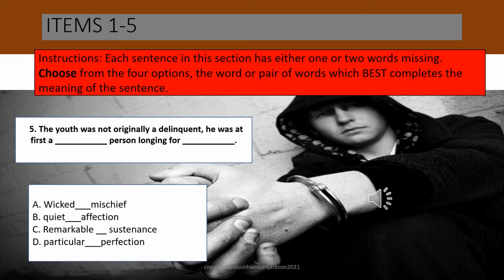Question 5 reads, the youth was not originally a delinquent. He was at first a blank person longing for blank. Is it A, wicked and mischief, B, quiet and affection, C, remarkable and sustenance, D, particular and perfection? Choose carefully.